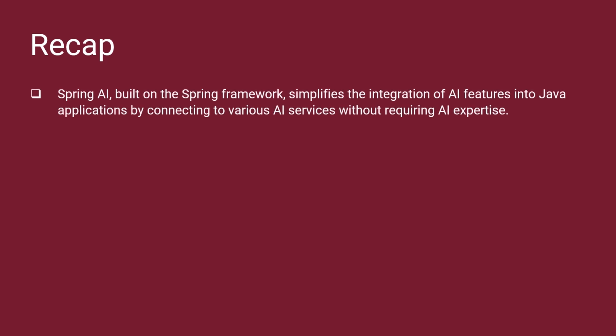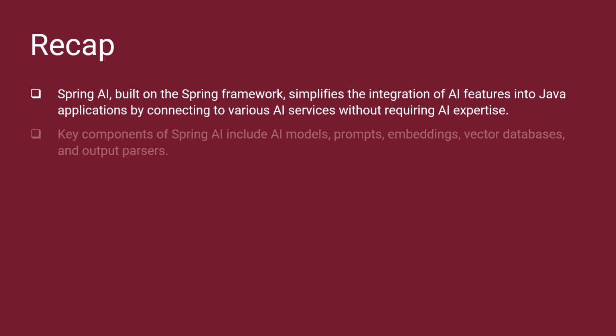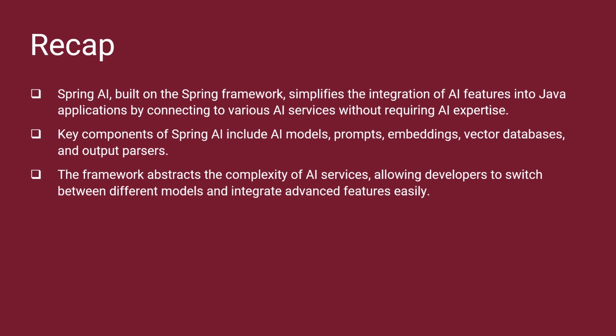In this video, you learned that Spring AI, built on the Spring framework, simplifies the integration of AI features into Java applications by connecting to various AI services, such as OpenAI and Anthropic, without requiring AI expertise. Key components of Spring AI include AI models, prompts, embeddings, vector databases, and output parsers, which help manage and organize AI interactions effectively. The framework abstracts the complexity of AI services, allowing developers to switch easily between different models and integrate advanced features such as semantic search and recommendation systems.